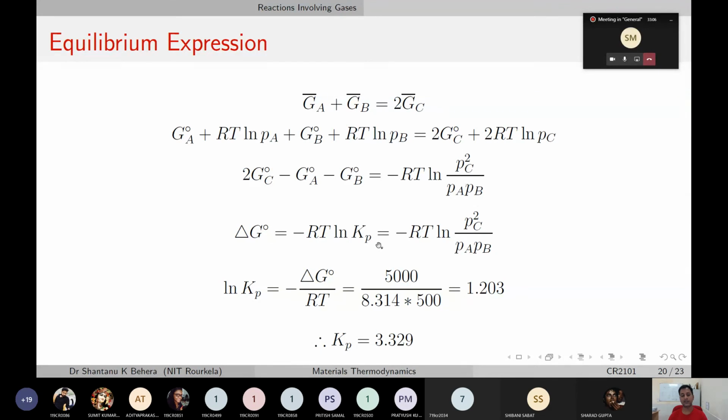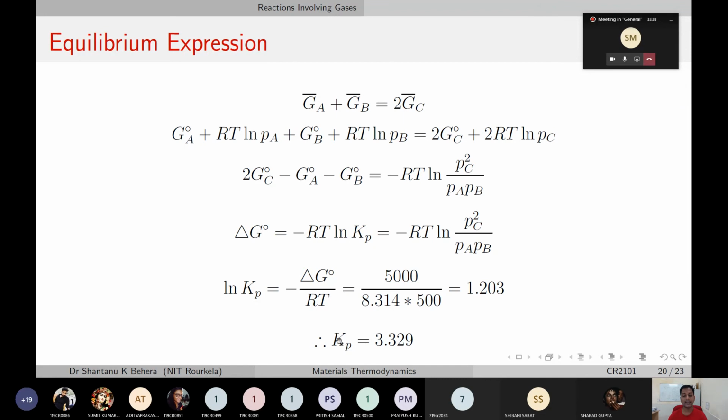That is the most important form of chemical reactions. It's ΔG° = −RT ln Kp, and Kp is Pc² divided by PaPb. You can calculate ln Kp because ΔG° is given as −5000, and talking about 500 Kelvin, you can find that the logarithm of Kp is 1.2 and then Kp is 3.329. That's just an example of the numbers given in this problem.